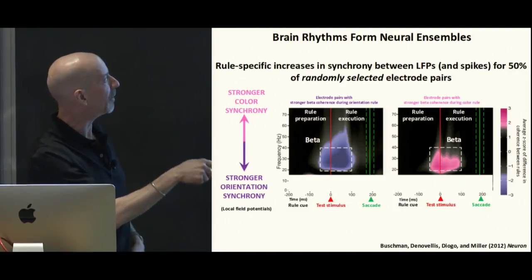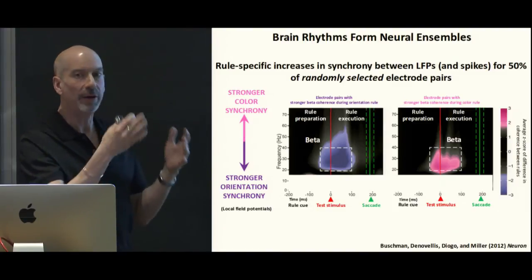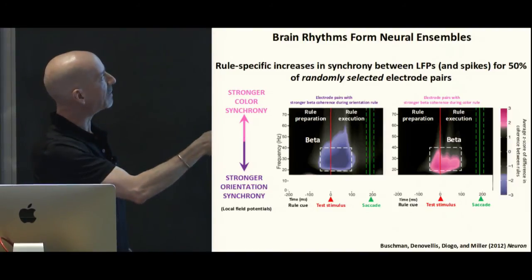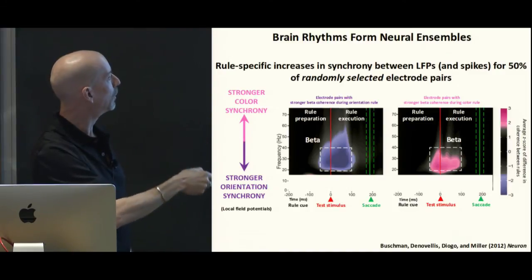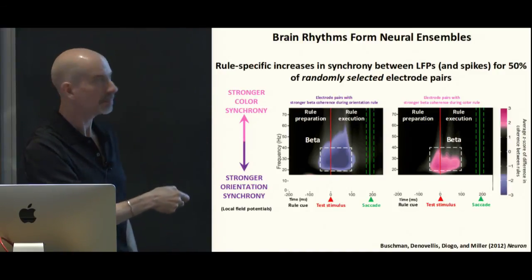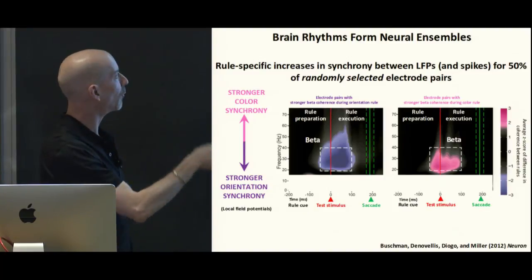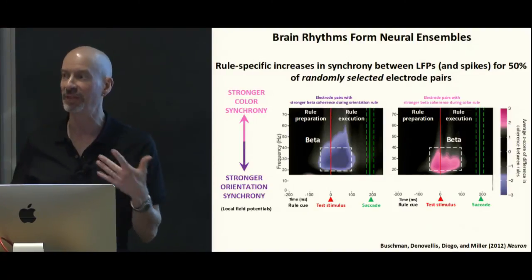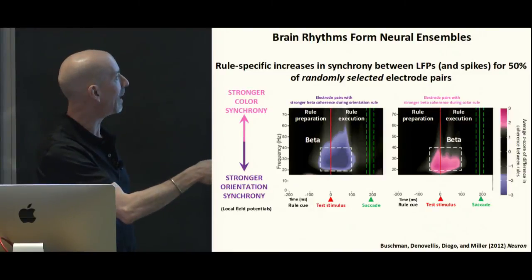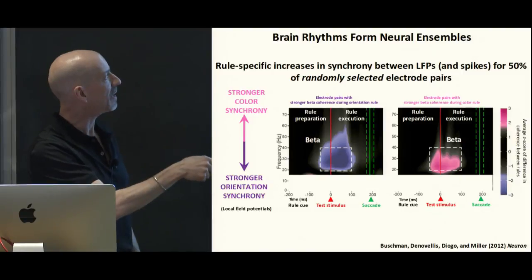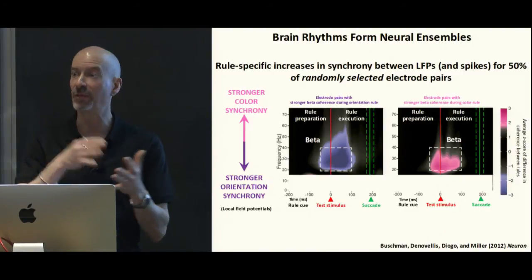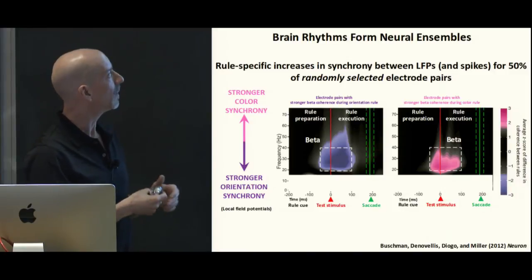And that's what I plotted here. Here on this half are some data from electrode pairs that showed greater synchrony for the orientation rule, and here's the other half of the electrode pairs showing greater synchrony for the color rule. Pink indicates stronger synchrony for color, blue indicates stronger synchrony for orientation. We looked across all frequencies, and what we found is that the main action was in the beta band. In this range here from about 15 hertz to about 40 hertz, and maybe even a little bit above, many electrode pairs showed a difference in synchrony for one rule or the other.